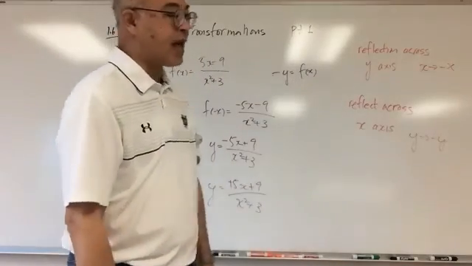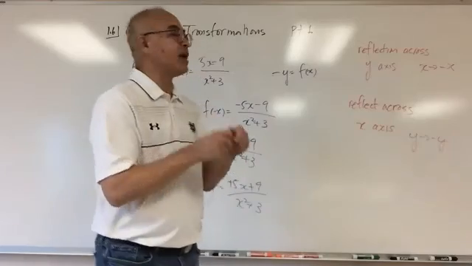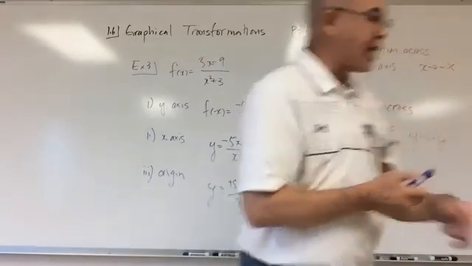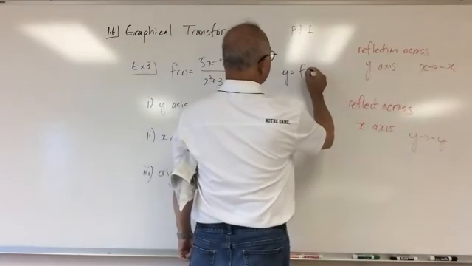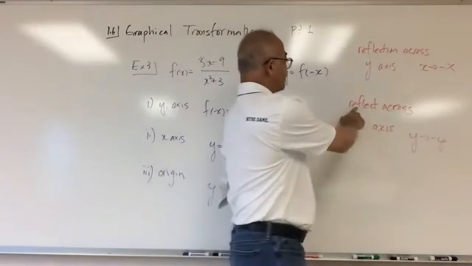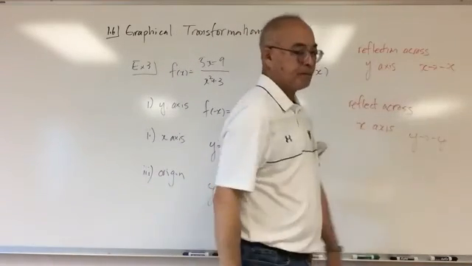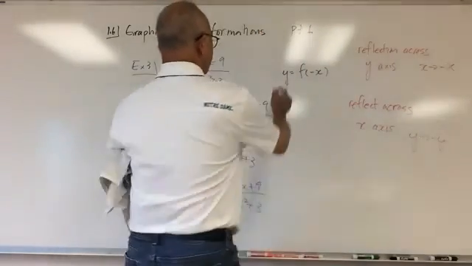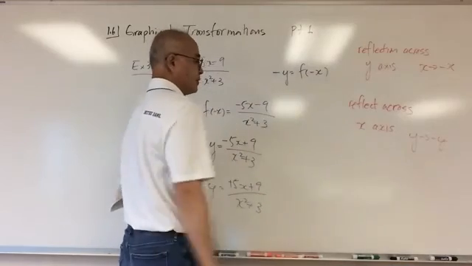So wherever it's y, if you're reflecting across the x-axis, where y is you put negative y. When we're reflecting across the y-axis, where x is you put negative x. Reflecting across the y-axis is where x is, you put negative x. And again, the origin is nothing more than both of them, right? So where y is, you put negative y, where x is, you put negative x.